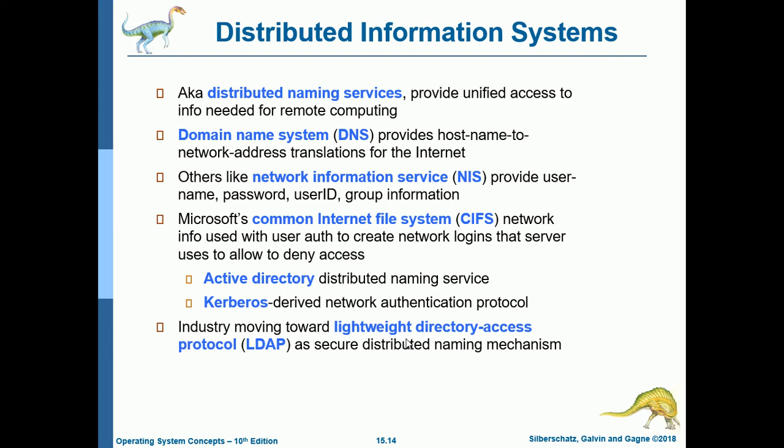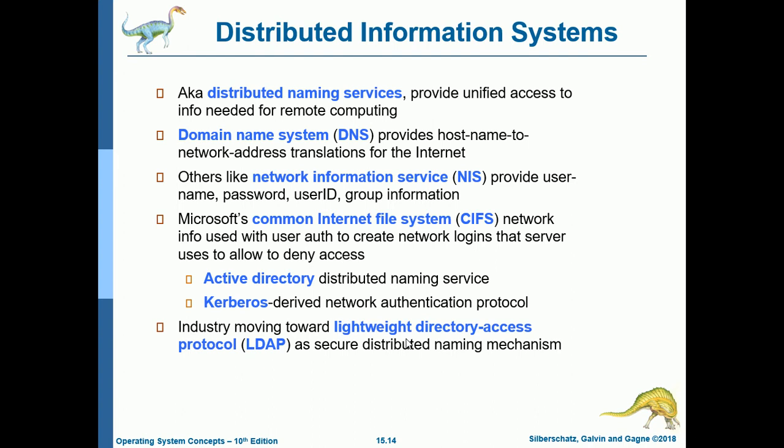uploaded and running. And then we also have others like the Network Information Service, or NIS, which provides username, password, user ID, and group information. And then we also have Microsoft's Common Internet File System, or CIFS, where network information is used with user authorization to create network logins that the server uses to allow and to deny access.